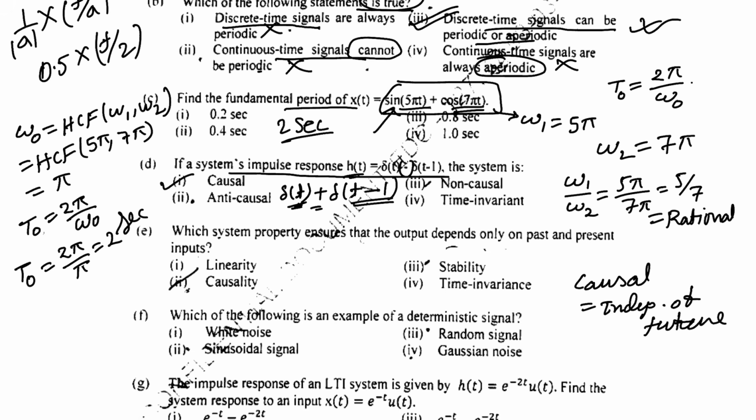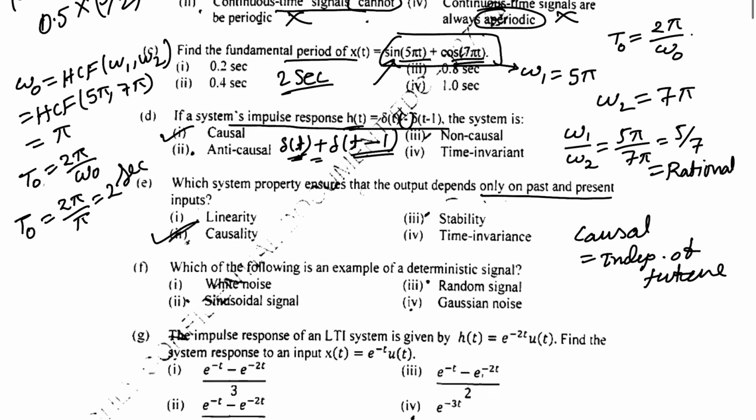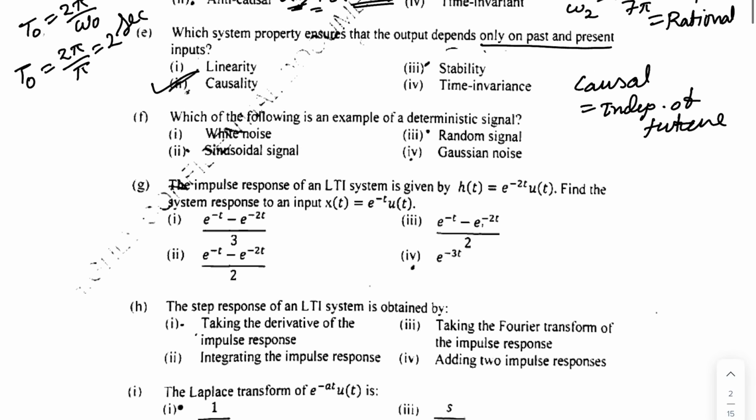Okay. So, it will be causal. Now, next, question E. Which system property ensures that the output depends only on the past and the present? That is causal. That is the correct answer, option 2. That is the causal.